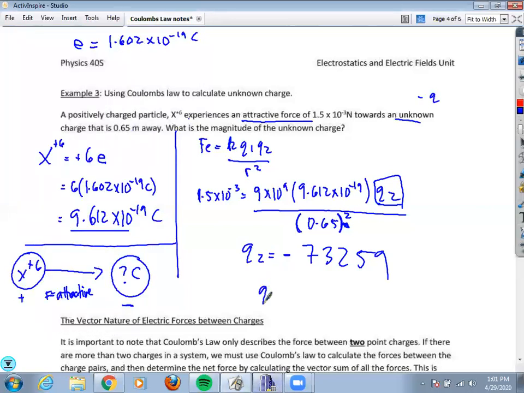So Q2 equals negative. How many sig figs? 2. Negative 73,000 coulombs. Okay. Again, we can use Coulomb's law to solve for Q, Q, or R if you want it. All right.